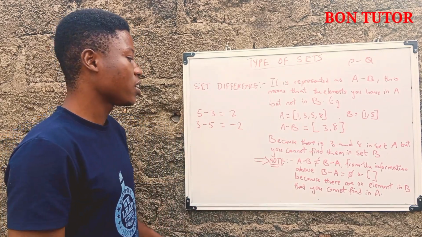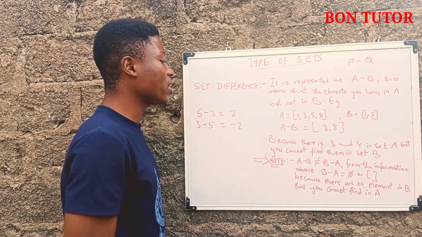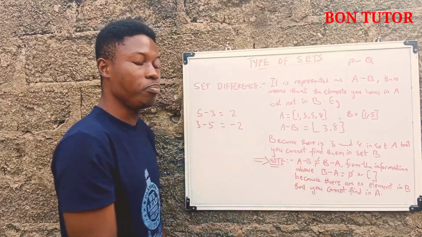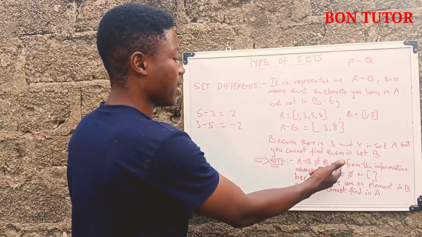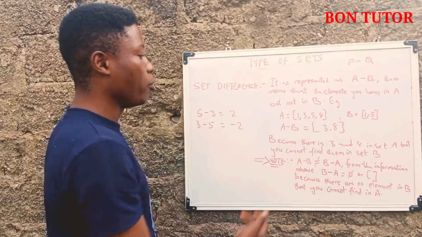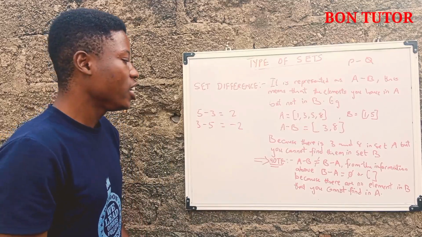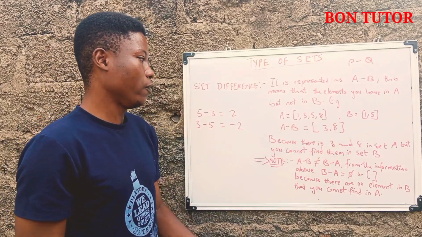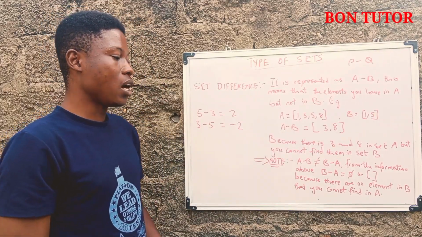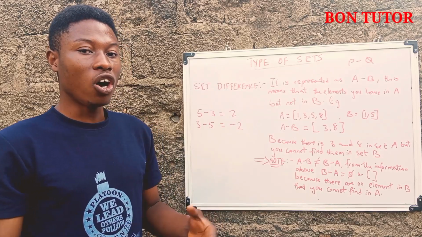A. Why? Because B minus A is telling you what values you can find in set B, but you cannot find in set A. Now let's take the above example, the one we used for A minus B. Let's use it again. If you're looking for B minus A for the above example, your answer will be 0 because you have a null set.